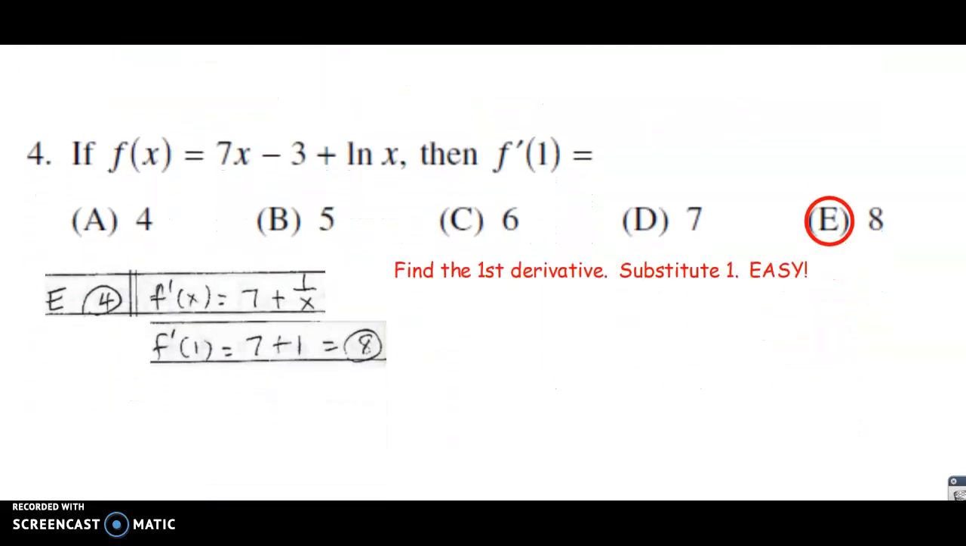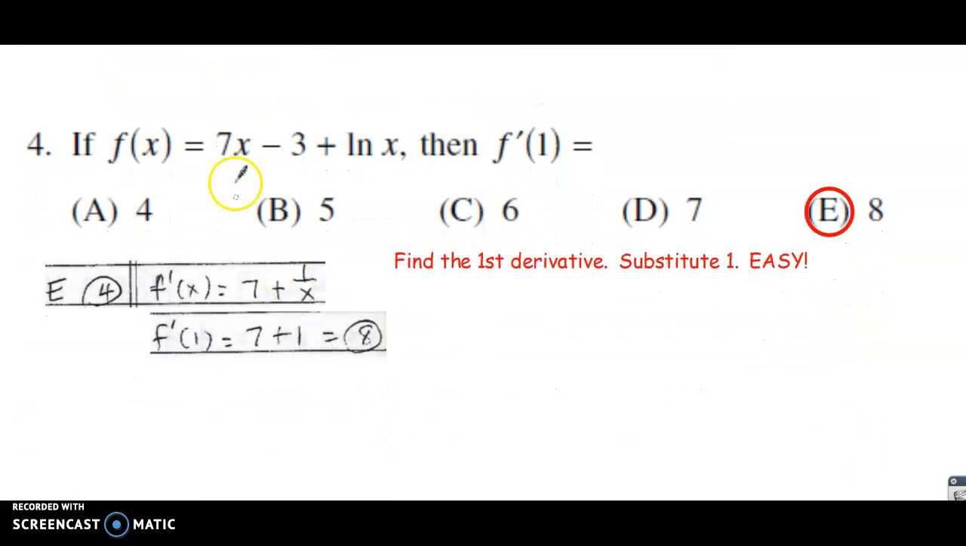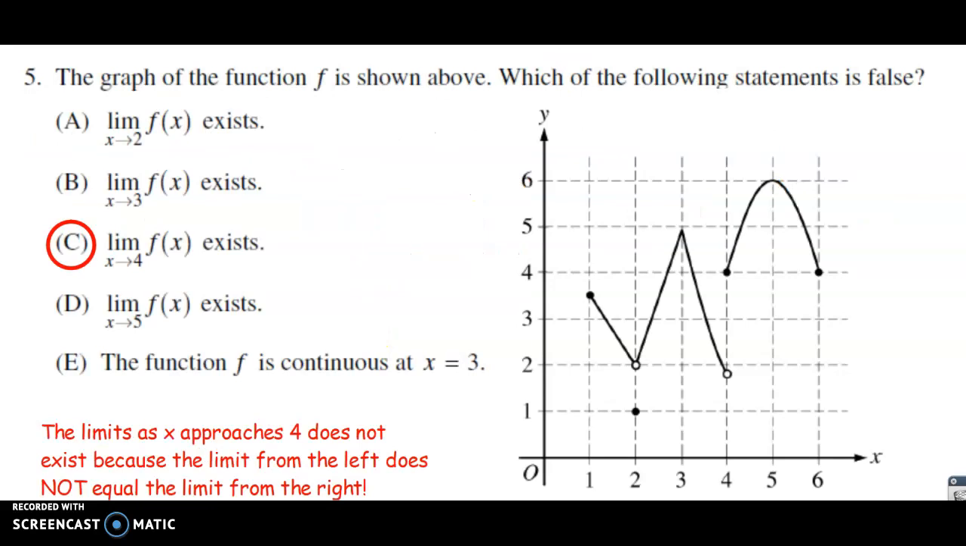So you can just go back and forth and check yourself on that. In problem number 4, we have an original function, f of x, equal to this function given, and we want to find the derivative at 1. So we're going to find the derivative of 7x, which is 7. The derivative of 3 is 0, and the derivative of ln of x is 1 over x. I'm going to substitute 1 in place of x here, and then simplify, and I get a value of 8. Easy peasy. You can not worry about that.